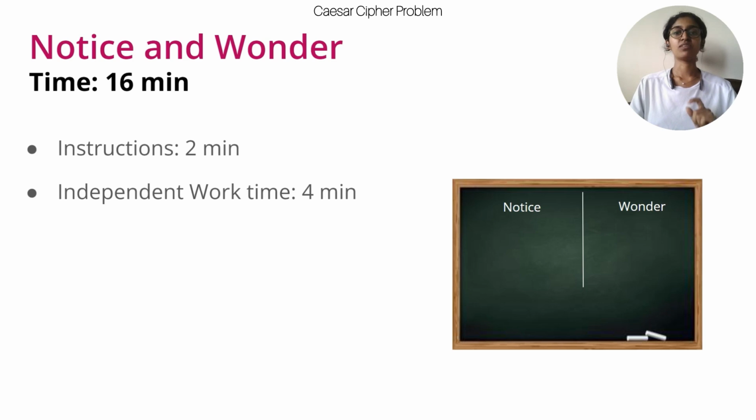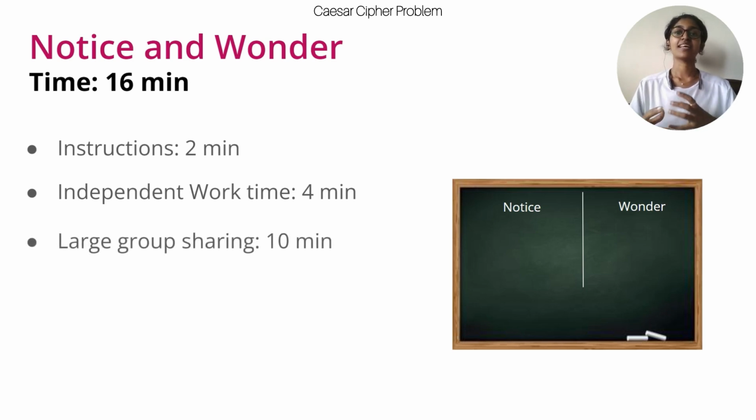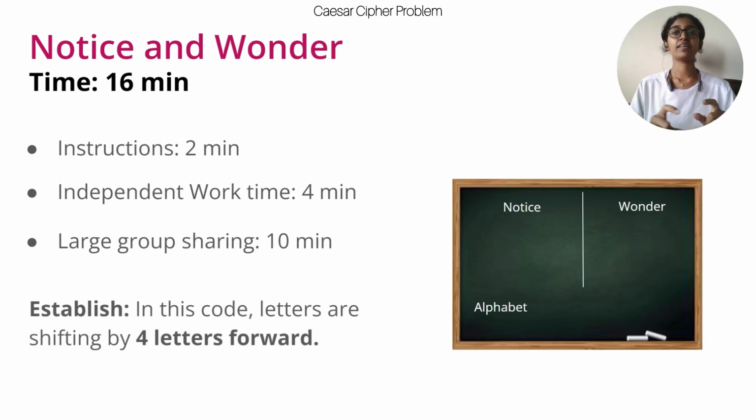Once the individual work time is done, we call the students back for a large group sharing where the students share that they feel or they think that the letters are shifting. So in that space, you introduce them to the Caesar cipher and tell them that it is a coding technique which was used in ancient times, and also establish that in this code which we have seen here, the letters are shifting by 4 letters forward. And once you establish this, set up the board with the alphabet in 2 rows so that the students can easily understand and make connections.